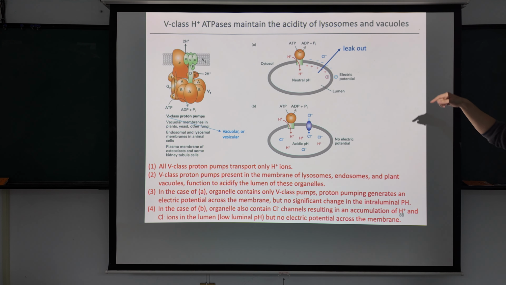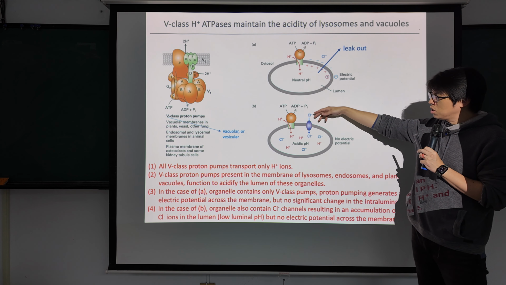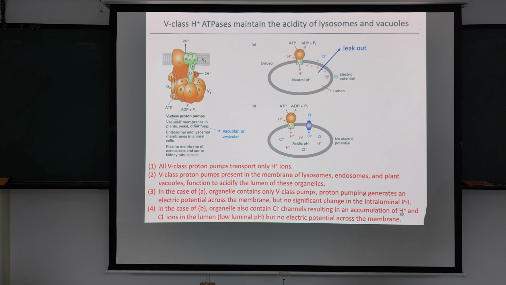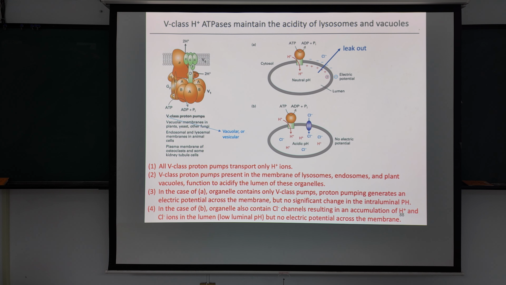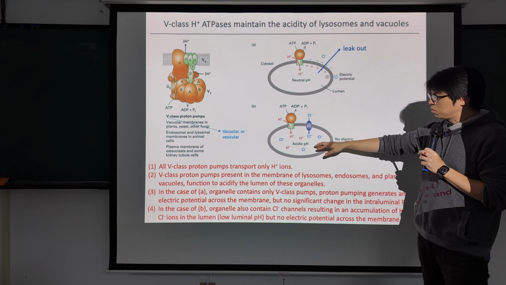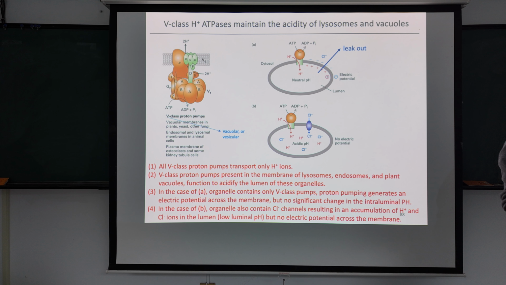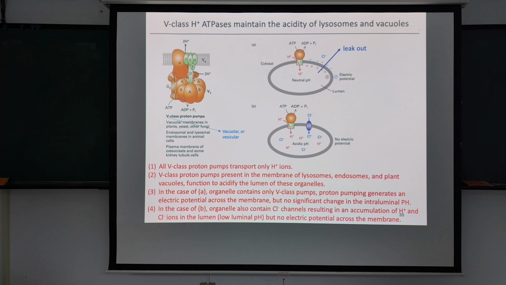So in this case, if there's an ion channel, a chloride ion channel, delivering the chloride, the proton can combine with the chloride and form the HCl. That will take out the charge, and there will be no more electrochemical gradient. And then there's no driving force to make the proton leak out. Then they can make this lumen more acidic. Okay, you need to deliver the proton and the chloride together. Otherwise, the proton will leak out.